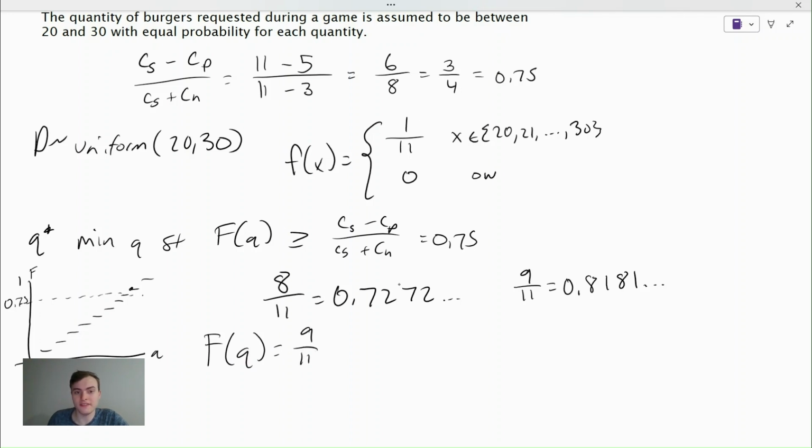So we're looking for the Q such that F of Q equals 9 over 11, right? And F of x is the probability demand is less than or equal to x, which equals the sum from 0 to x of f of x. We're just summing with how many we've passed, right? So to be at 9 over 11, we're at the 9th point out of the 11. The 9th point is 28 because the first is 20.